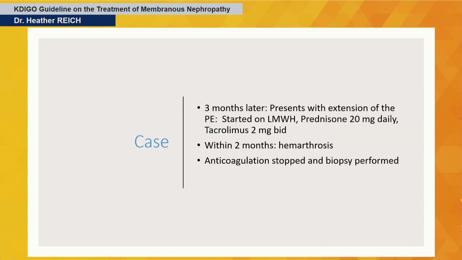And back to our case. 3 months later, the patient presented with extension of the PE, was started on low molecular weight heparin, and the treating physicians gave him prednisone 20 milligrams daily and tacrolimus 2 milligrams BID. Within 2 months, he developed very severe hemarthrosis that required operative intervention. At the time, anticoagulation had to be stopped, and the opportunity was taken to perform a kidney biopsy.